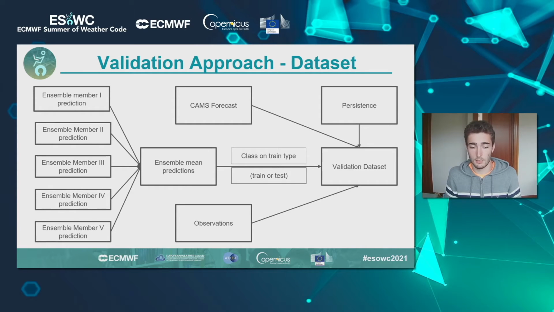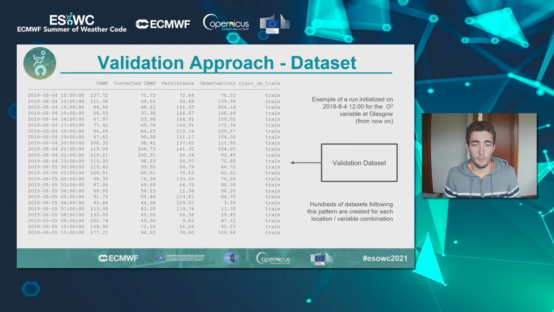In the next slide, we present a slice of the validation dataset for the ozone at the station located at Glasgow. Here, the error metrics for each approach can be easily computed in order to assess the performance of our model.